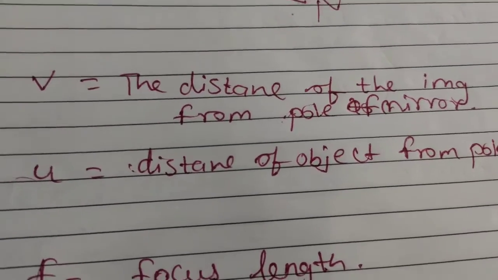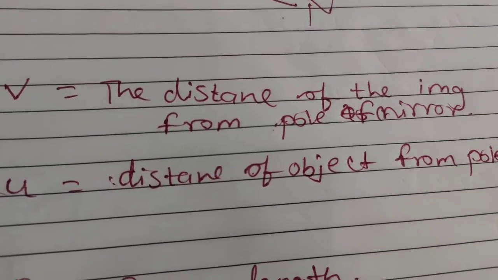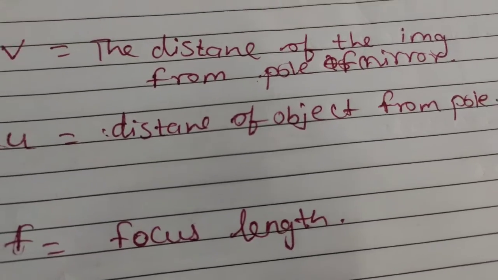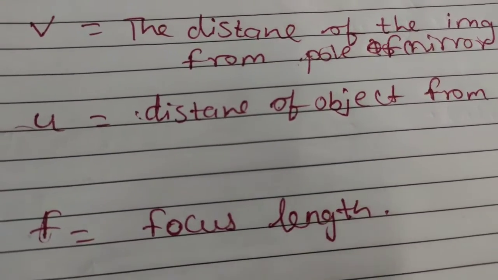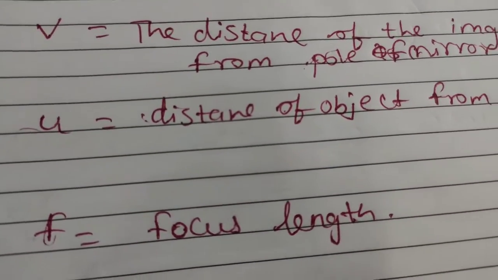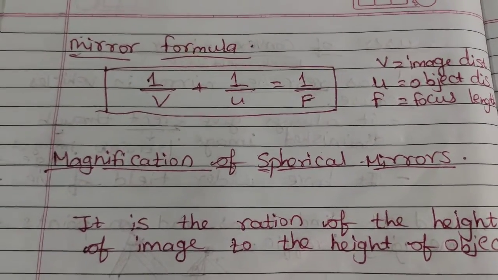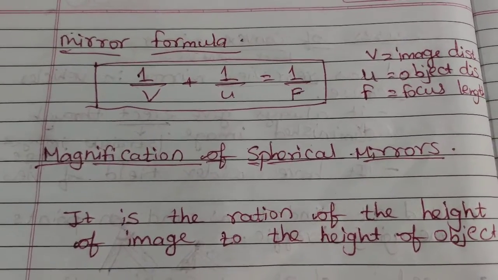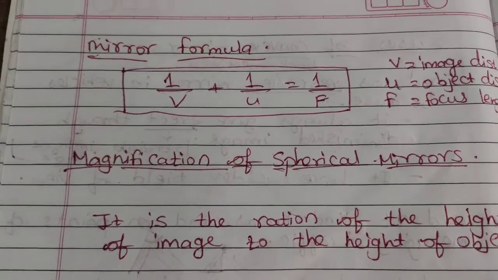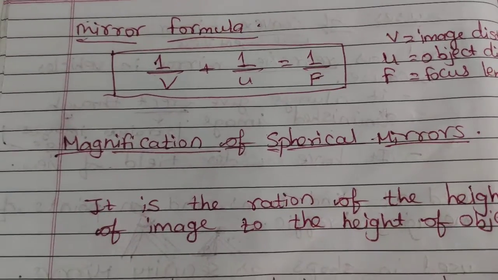V is the distance of the image, the reflected image drawn from the pole, and U is the distance of the object from the pole. F is the focal length. First we learned about the sign convention, and now this is the mirror formula: 1 upon V plus 1 upon U, that is the object, is equal to 1 upon F.